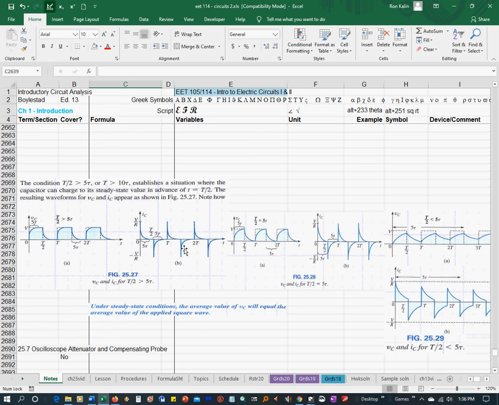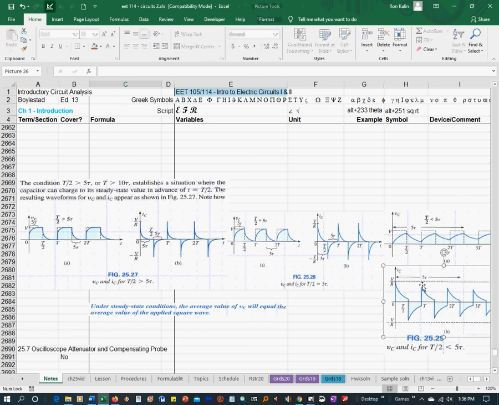These two go together. If T over 2 is equal to 5 tau, then it just barely has enough time to discharge. Right at the T over 2 moment, it peaks out and then it discharges. So then it looks like that. So this looks like a flattened shark fin. This looks like a perfect shark fin. And then these pulses are a little bit longer here with the current.